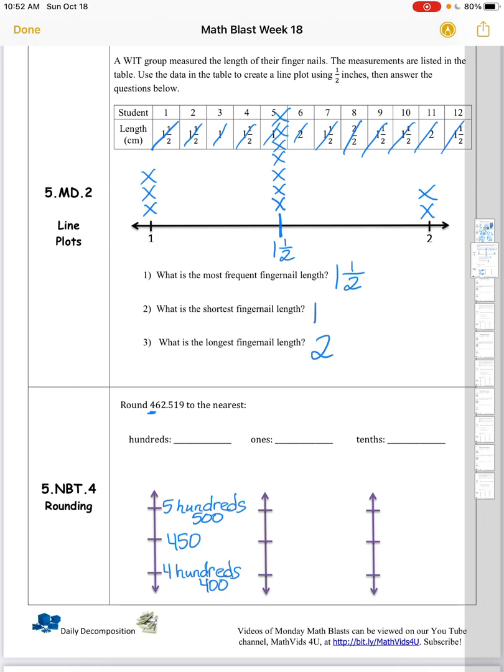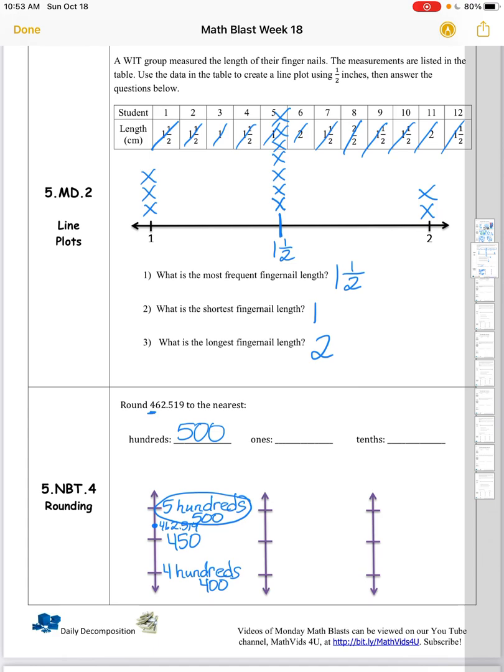Now I want to plot my number, 462 and 519 thousandths, on the number line. And so I know that's going to be about here. And now we can determine if it rounds up or rounds down. When our number is at or above the midpoint, it's going to round up, such as in this case. If it were to lie below the midpoint, it would round down. So we're going to say it rounds to 500.